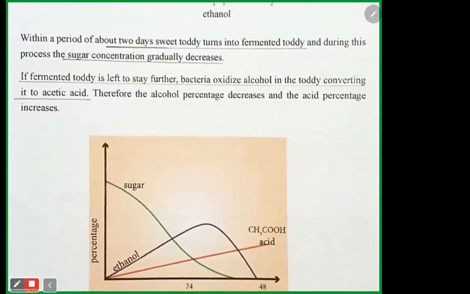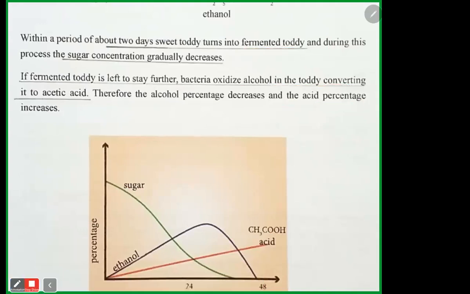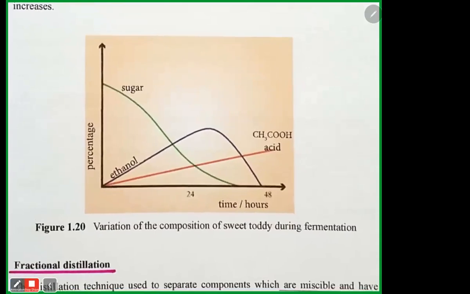Within a period of 2 days, sweet toddy turns into fermented toddy, and during this process, the sugar concentration gradually decreases. If fermented toddy is left to stay further, bacteria oxidize alcohols in the toddy, converting it to acetic acid. So sugar to alcohol to acetic acid. Therefore, the alcohol percentage decreases and the acid percentage increases. So within 2 days' time, this is happening.